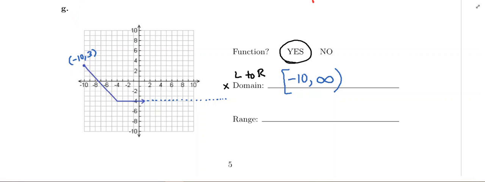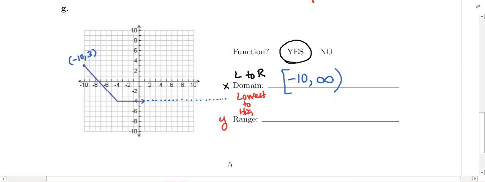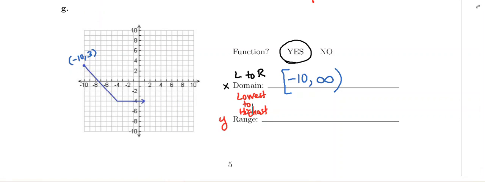Let's lastly look at the range. So we need to write down all the y values that this particular graph covers, and we need to work from the lowest point to the highest point. All right, so I'm going to go ahead and erase this. If we look at this little segment right here, all of those points are tied for the lowest point on the graph.